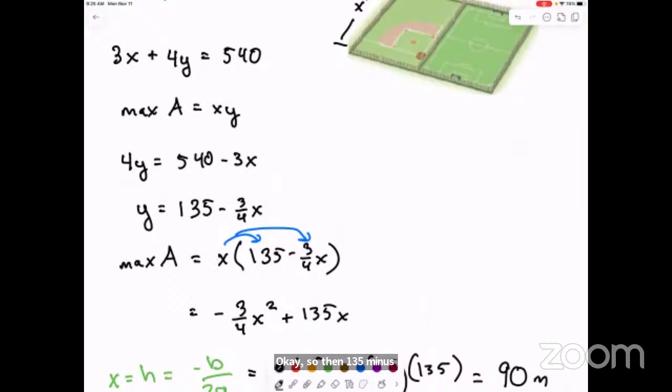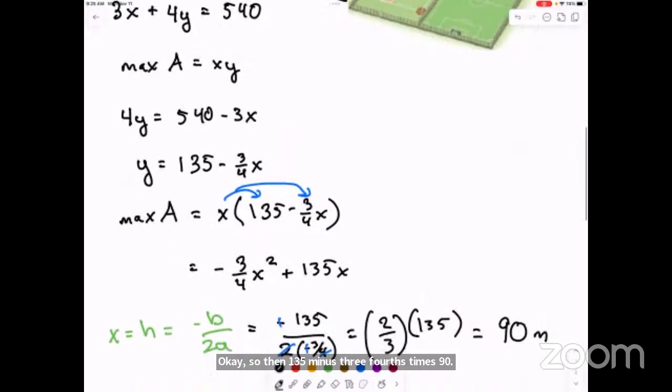Let me see. Hey, Google, what's 135 minus 3/4 times 90? 135 minus 3 divided by 4 times 90 is 67.5. 67.5. Okay. So it looks like it's 90 meters by 67.5 meters. Okay, that makes sense, right?